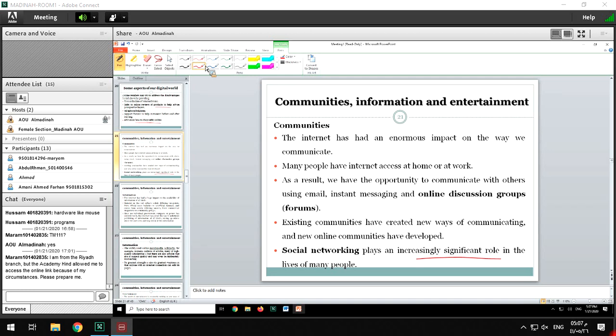So we see that social networking is a huge community where, for example, people meet each other and discuss topics. We have Facebook, Instagram, Twitter, and discussion forums, where people discuss their topics and exchange information.